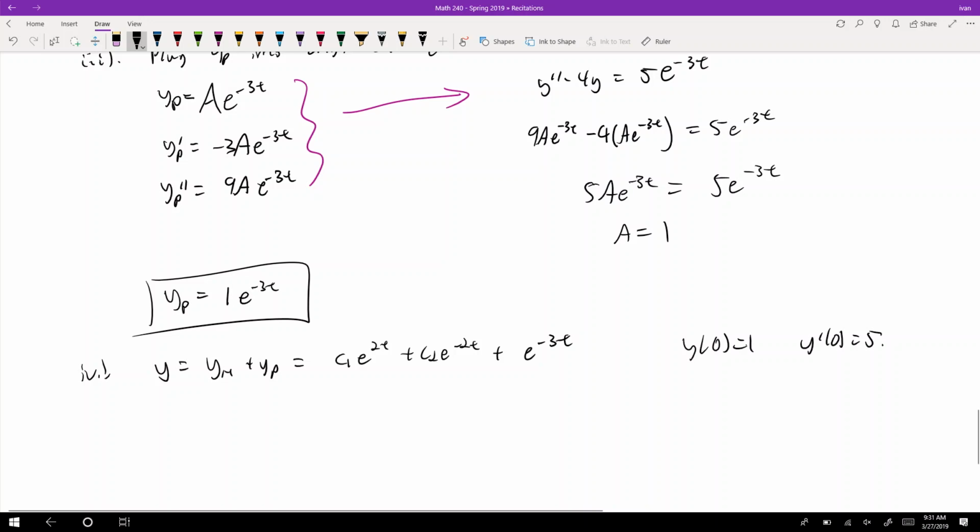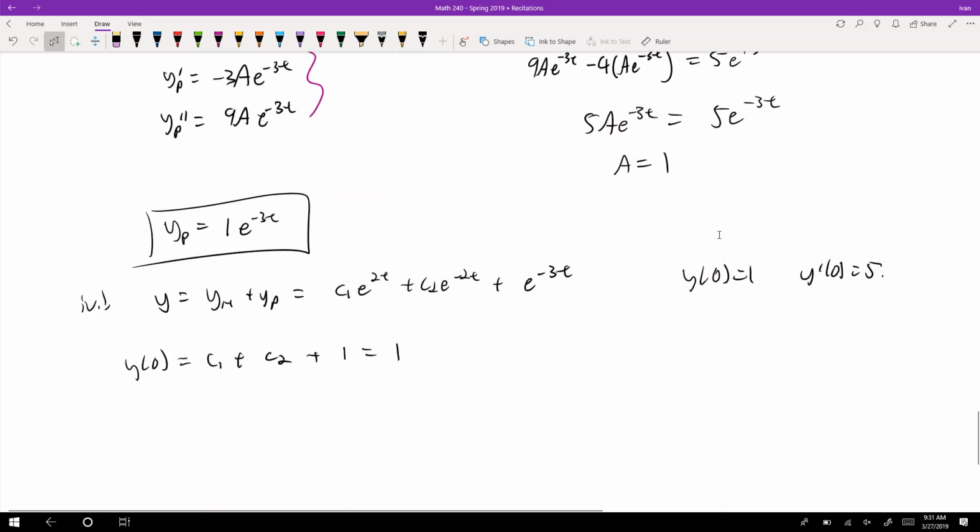Now I want to solve the initial value conditions for this problem. How do I do that? Well, I know what y of 0 is. I can just plug in 0 into this equation right here. If I do that, I get c1 plus c2, since e to the 0 is 1, plus e to the negative 3 times 0, which is 1, is equal to 1. And so now I get c1 plus c2 is equal to 0. So that's one condition that my c1 and c2 need to satisfy.